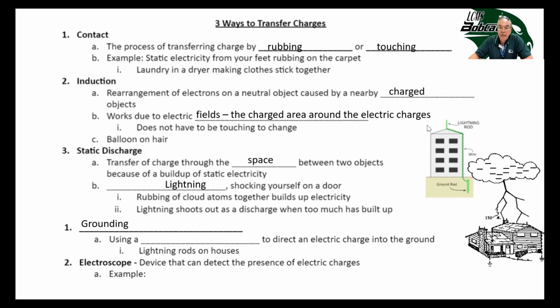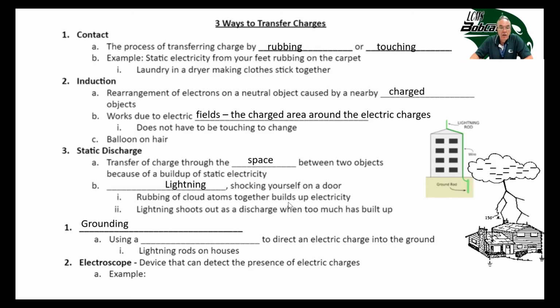So by capturing it with a conductor, the lightning rod, and sending it into the earth, which is big enough that it can absorb the electric charges without really changing, it's a safe place to put the electricity.